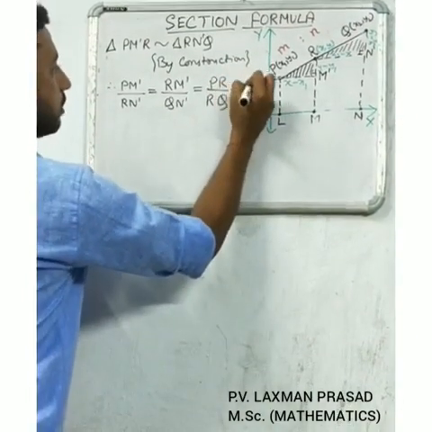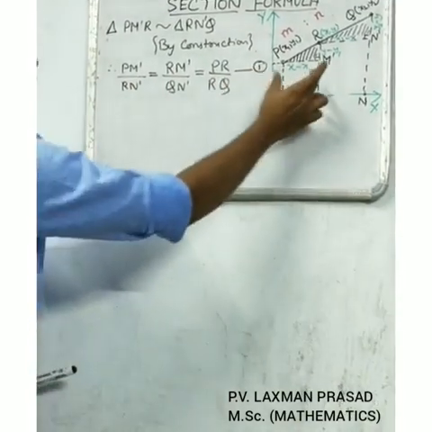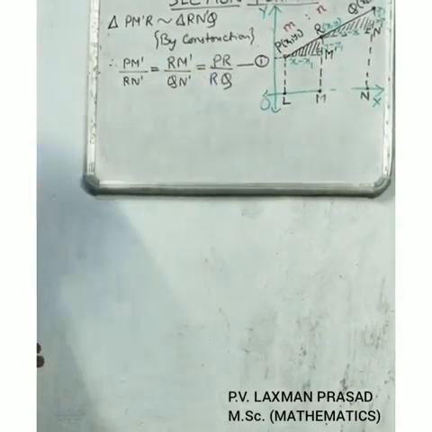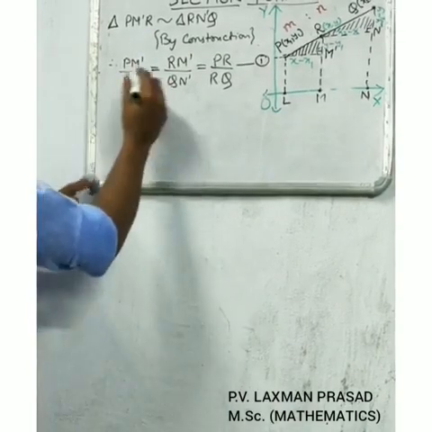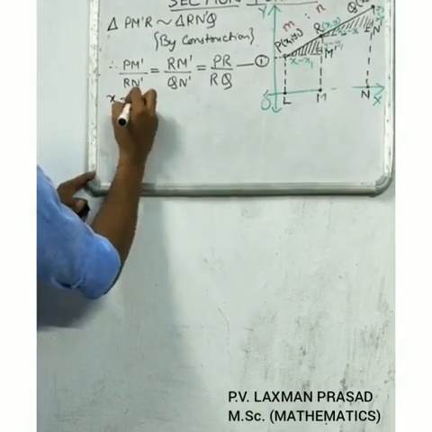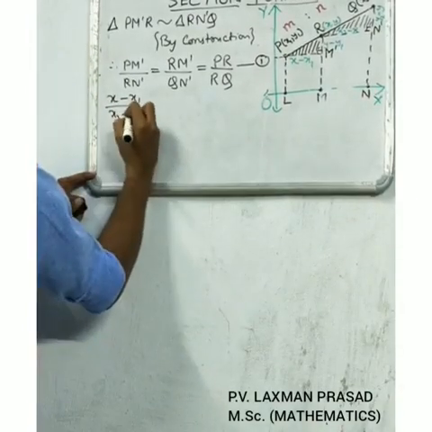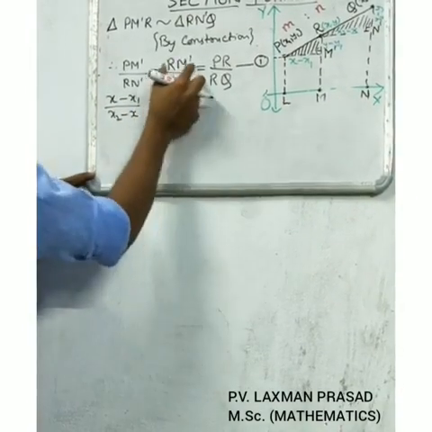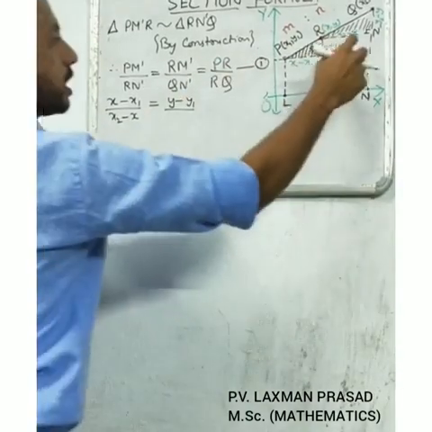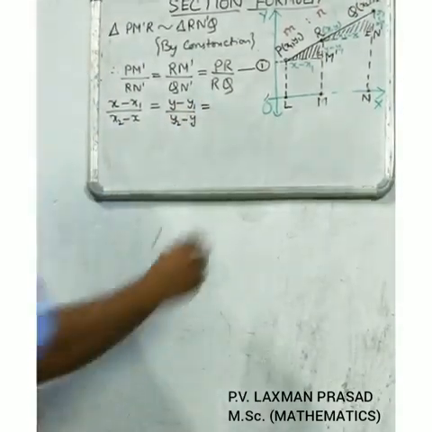We will name it result number 1, and since we know all the lengths, we will one by one substitute in this result and we will prove the formula. What is PM dash? The length PM dash is equal to x minus x1. What is RN dash? RN dash is equal to x2 minus x. This is equal to RM dash. What is RM dash? y minus y1. What is QN dash? QN dash is equal to y2 minus y. This is equal to PR by RQ.